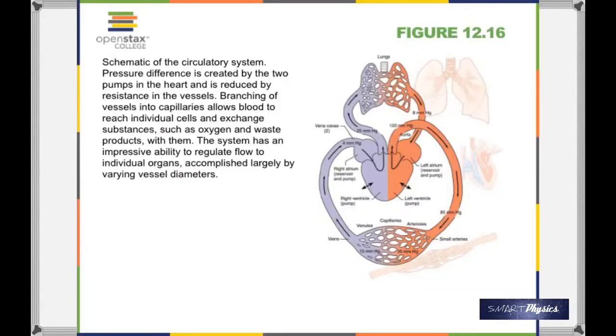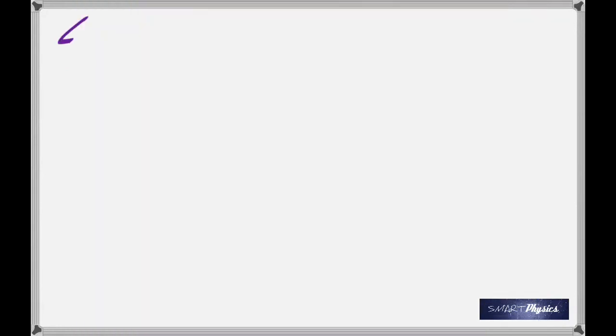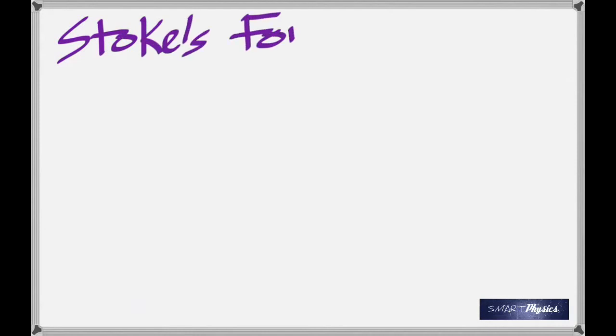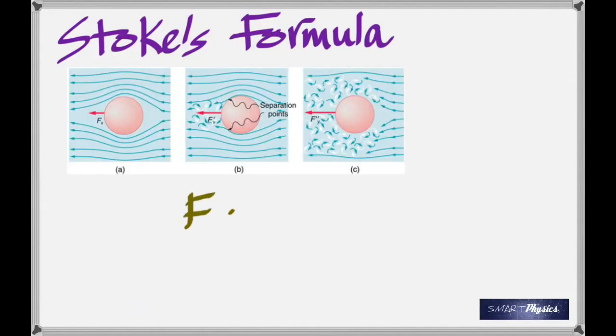And when it attains the terminal velocity, the formula for force acting on that raindrop is given by Stokes' formula. Stokes' formula gives you the force acting on the raindrop or any object falling through a viscous medium. This is the formula, 6 pi eta R V. Okay.